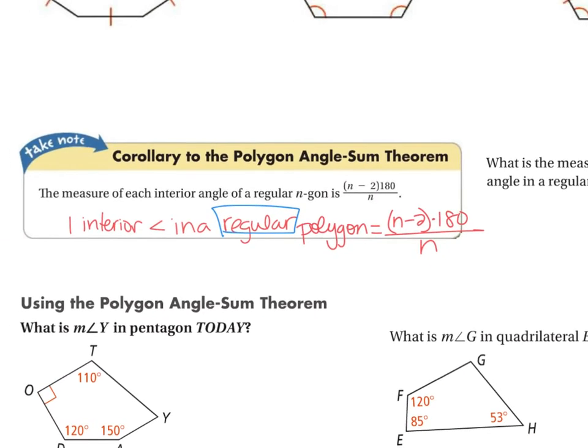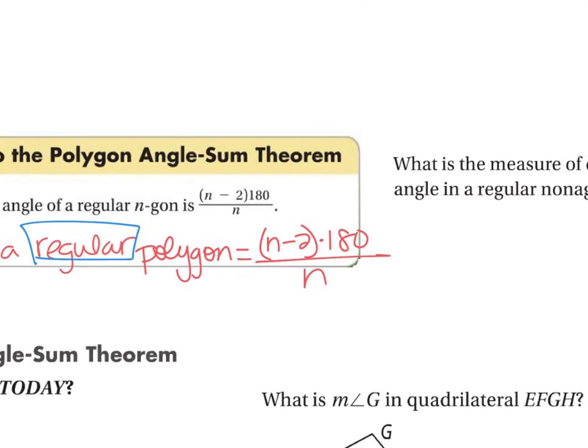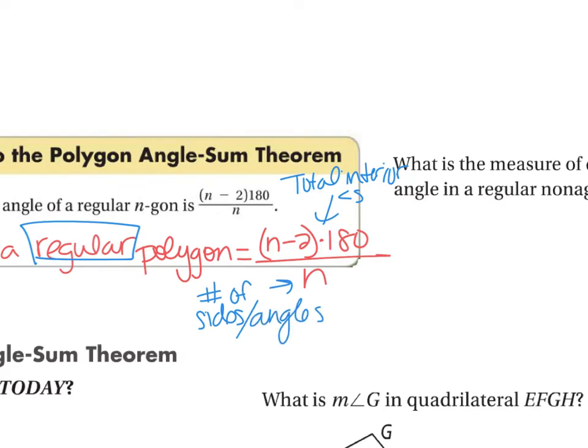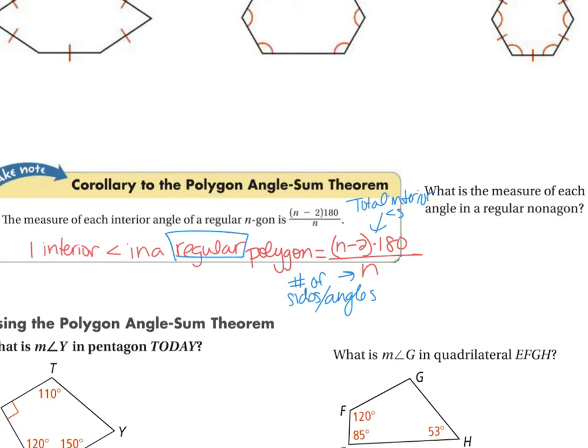And this really makes sense because the top line is the total of the interior angles, so that's all of them added up, right? That's the same formula we've been doing. And then you divide it by the number of sides, which, if it has that many sides, it also has that many angles. So this is when you're just trying to find one angle, and it only works for a regular polygon. So know that, it must be regular. If it's not regular, this formula does not work.